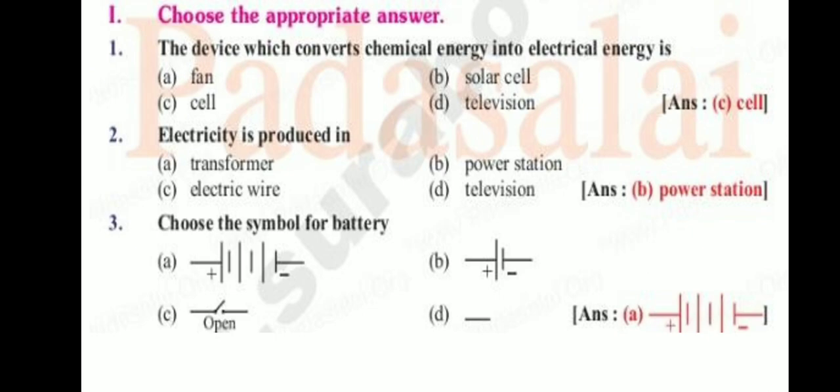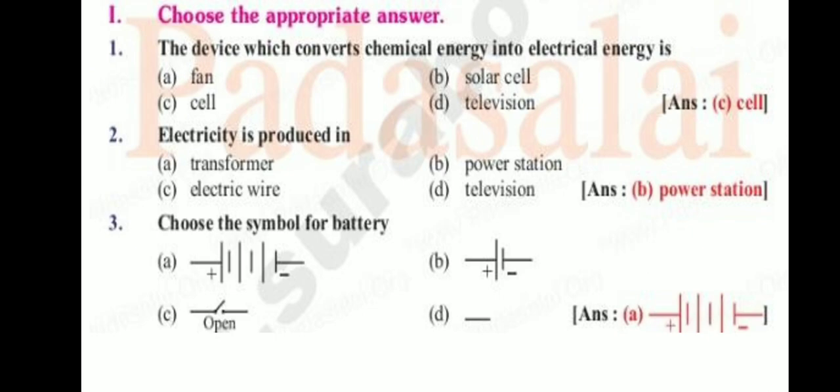The device which converts chemical energy into electrical energy. Option A fan, option B solar cell, option C cell, and option D television. Listen carefully: converts chemical energy into electrical energy. Therefore, answer C, cell. Second question, electricity is produced in transformer, power station, electric wire and television. Answer: power station.